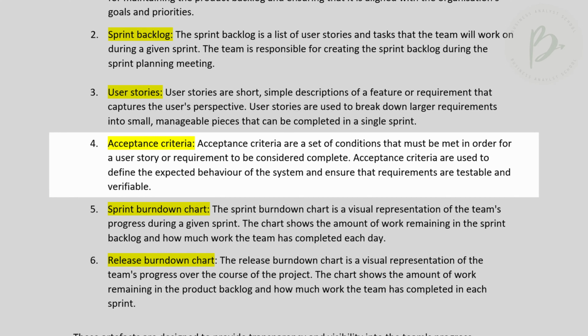Now, as part of your user stories, you also need to create your acceptance criteria, which is another artifact. These are a set of conditions that must be met in order for a user story or a requirement to be considered complete. Your definition of done. They're used to define the expected behavior of the system, and they're also used to ensure that the requirements are testable and verifiable, that you can verify them, you can test them. They're just steps to take in order to meet your user story, thereby reaching your definition of done.